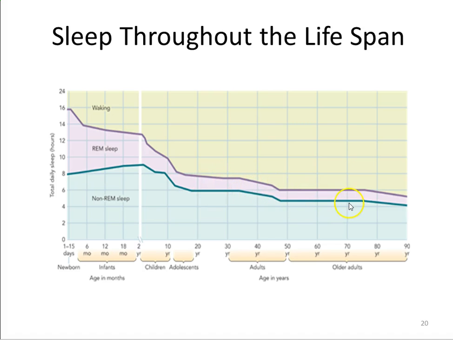By the age of 40, 70, it hasn't decreased overall the number of hours you need. And REM kind of stays the same from about age, well, look around here, 15 or so, all the way through. It diminishes somewhat, but not dramatically.